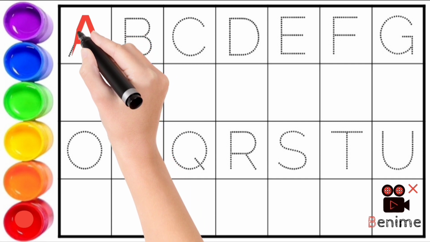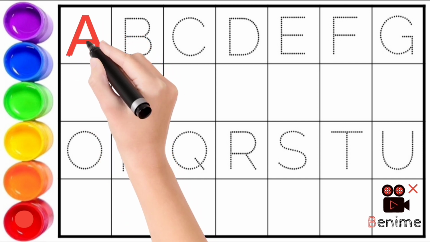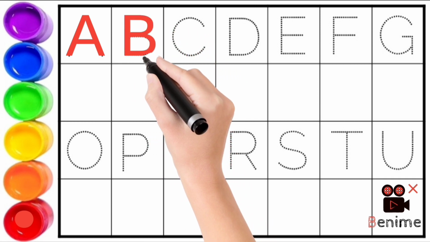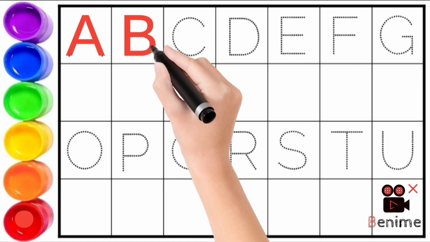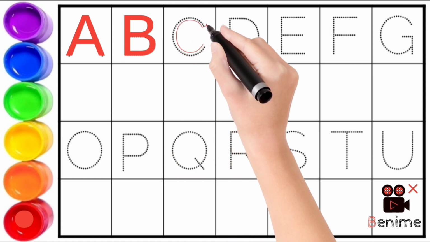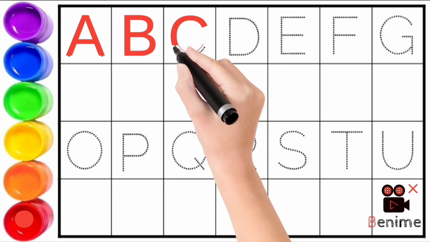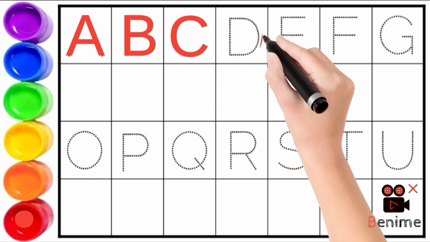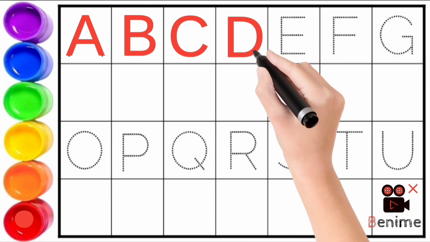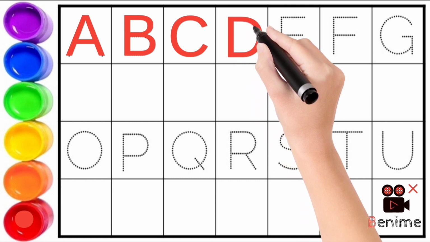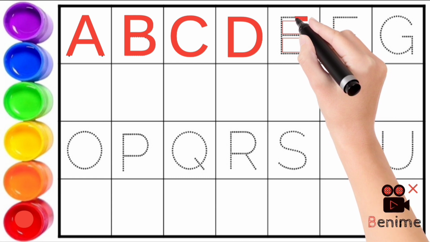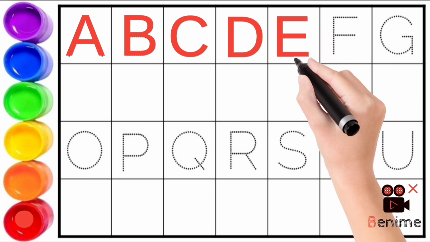A for aeroplane. B for ball. C for cat. D for doll. E for elephant.